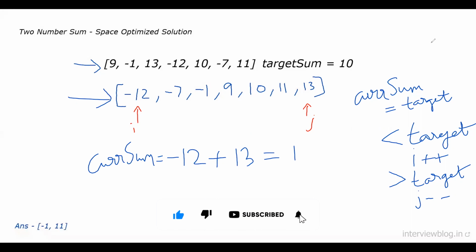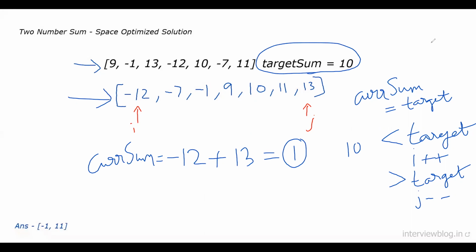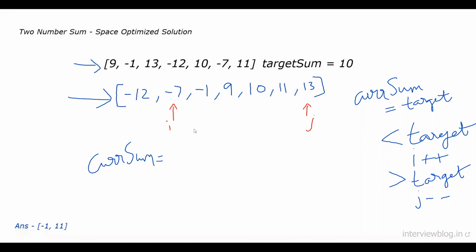And now while comparing my current sum with the target sum, which is 10, my current sum is less than the target sum. So I'll be incrementing my ith pointer. So I'll simply move my ith pointer from negative 12 to negative 7. So next I'll be calculating the current sum, which is the sum of elements pointed by my ith pointer, which is my negative 7, and my jth pointer, which is 13.